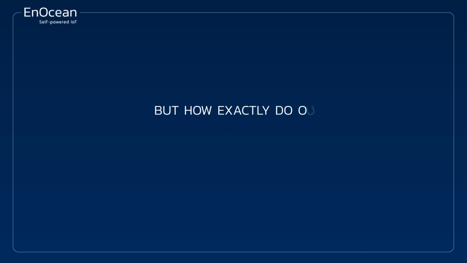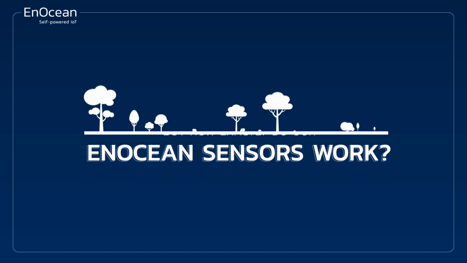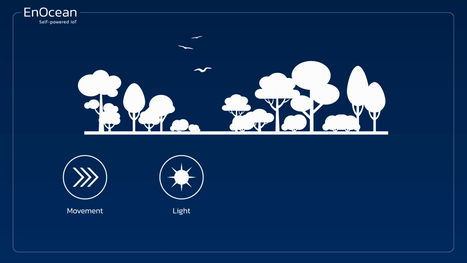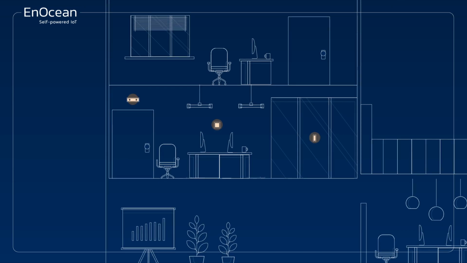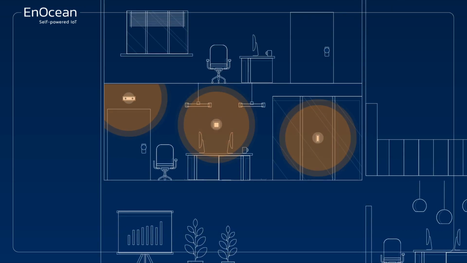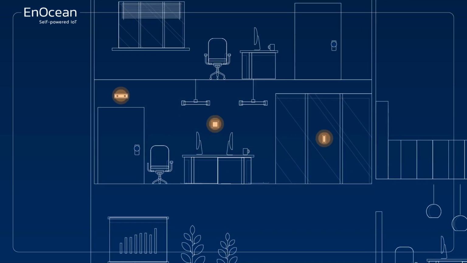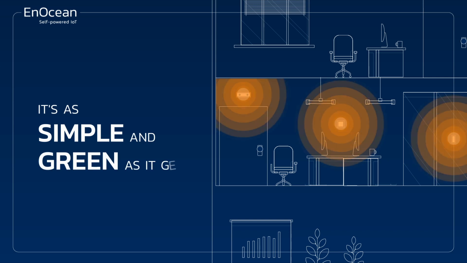But how exactly do our EnOcean sensors work? Our patented energy harvesting technology allows our sensors to collect energy from movement, light, and temperature differences in their immediate environment in a sustainable, maintenance-free, and reliable way, without having to change batteries. Thanks to the wireless design, the sensors can be positioned anywhere in the room, even on glass or on the ceiling. No cables needed. It's as simple and green as it gets.